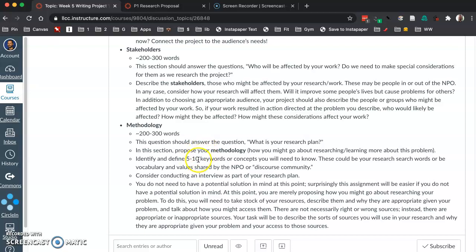Okay? Identify five to ten keywords or concepts that you're going to need to know. And I'd like you to just get started with defining them now. You might tweak those definitions later on, but just say, hey, these are things I'm going to need to know more about, and I'm going to have to apply those. You're going to be using those keywords, some of the words you're using, in every paragraph.